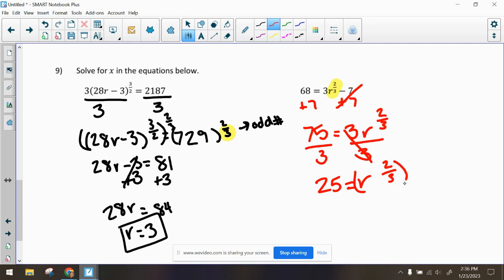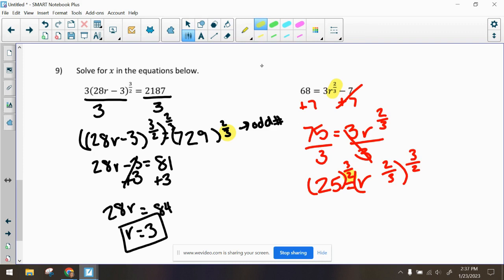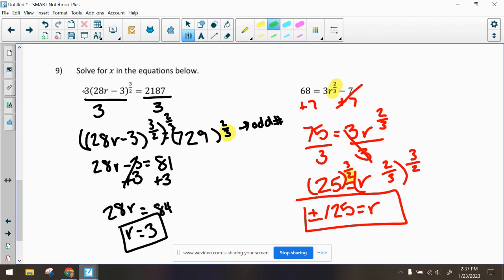So now we have to raise it to the reciprocal power, which would be 3/2. And notice that for this one, the denominator that we're raising it to is an even number. So if it's an even number, whatever we evaluate that side to be will need to be both the positive and the negative answer. So when I raise 25 to the 3/2, I get 125. So I need to include the positive and the negative equal to r. The one that you're going to have on the test will look more like the first one.